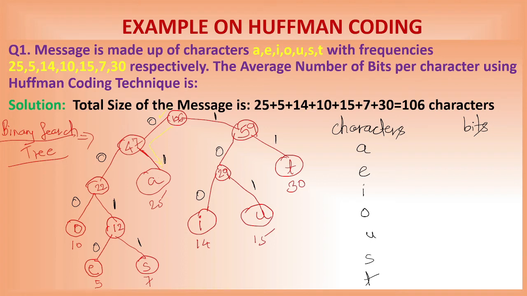So we have to reach the node A. For reaching node A, we are getting 2 bits, 0 and 1. So 0, 1 will be the bits assigned to character A. So here 0, 1 will come.